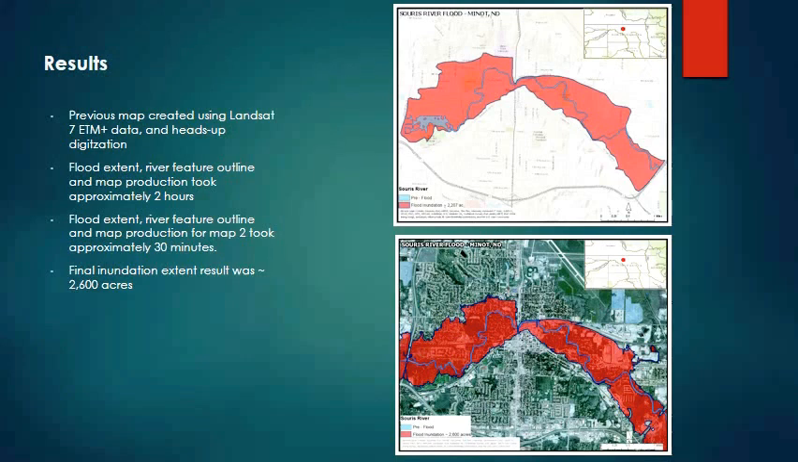This map at the top took me roughly 2 hours to digitize both the river and the inundation area and create the map, whereas it took me approximately 30 minutes, if not less, to create my final map using automated feature extraction. The result was approximately 2,600 acres of inundation for this particular area of the Souris River flood event.